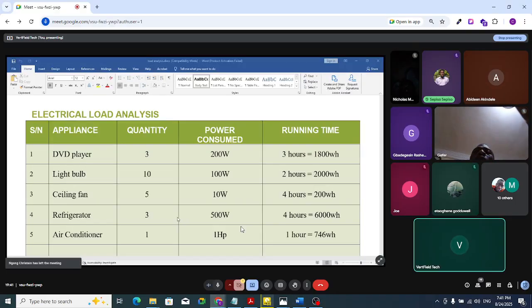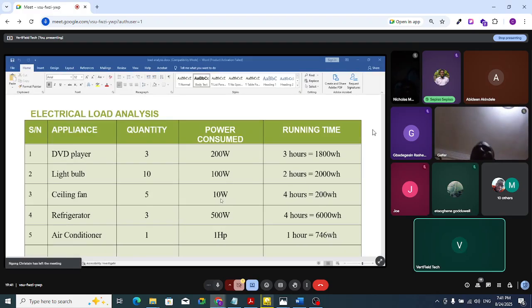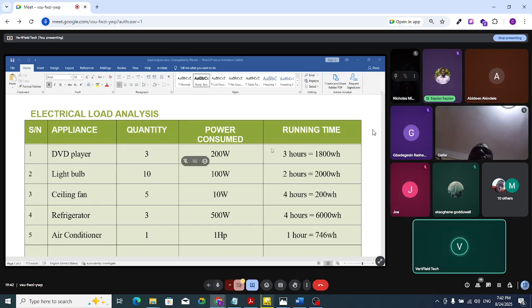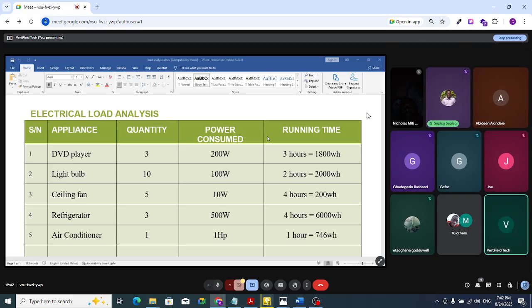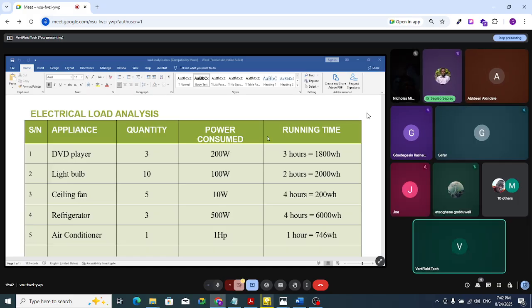Now, I'm sharing a different slide on my screen right now. I believe you all can see it. This is a typical example of a load analysis table. We have asked Mr. Nicholas his energy need, and he has provided us with these 5 basic appliances he wants to power up using the solar system: his DVD player, his light bulb, his ceiling fan, his refrigerator, and his air conditioner. So now what is left for us is to run a basic load analysis on these 5 appliances for us to have a good idea of what is required for that facility.